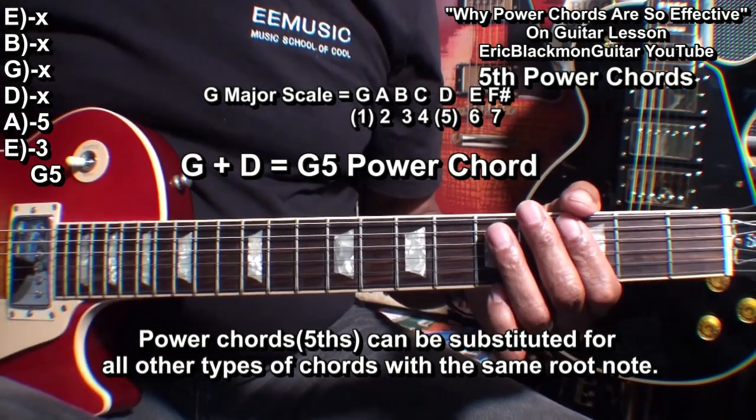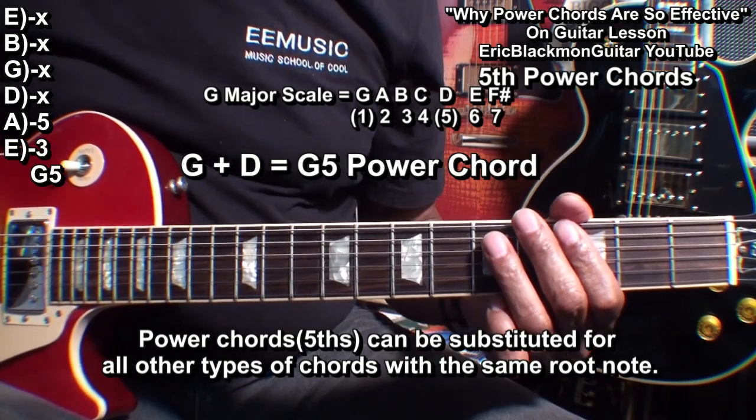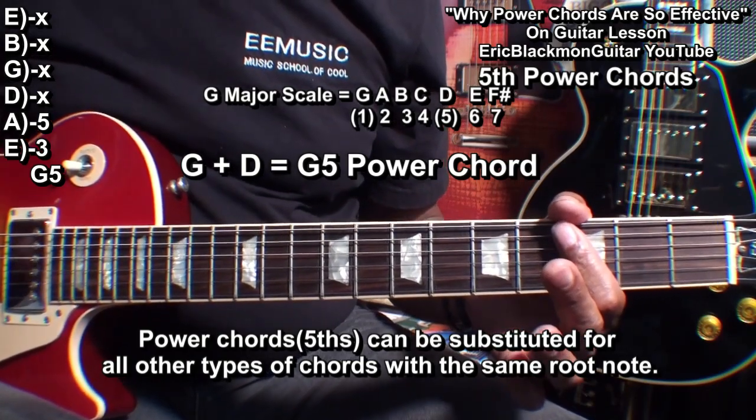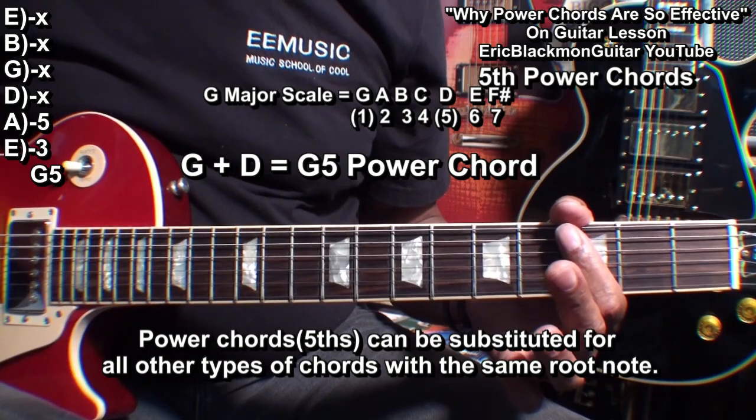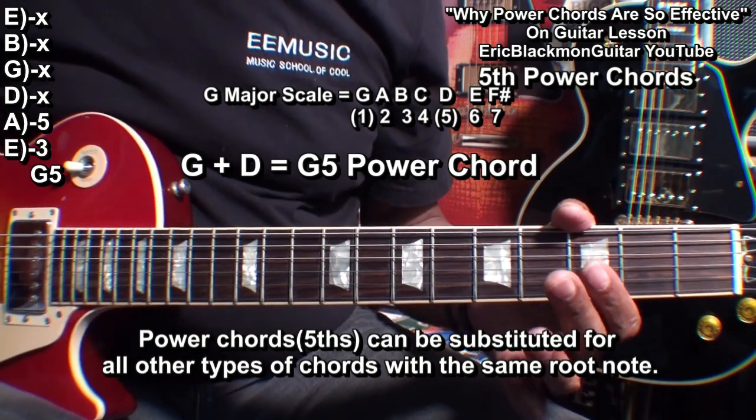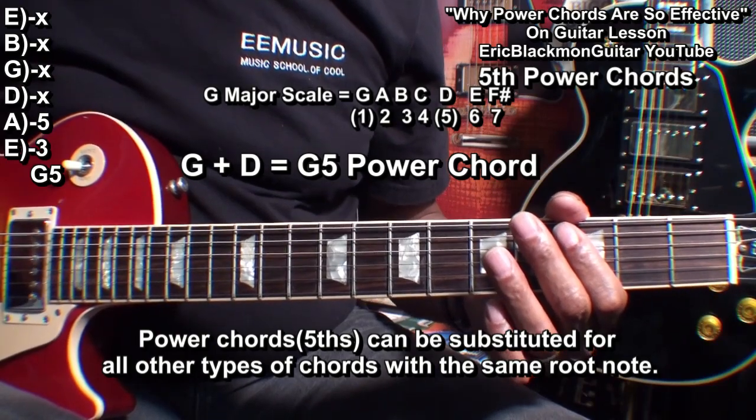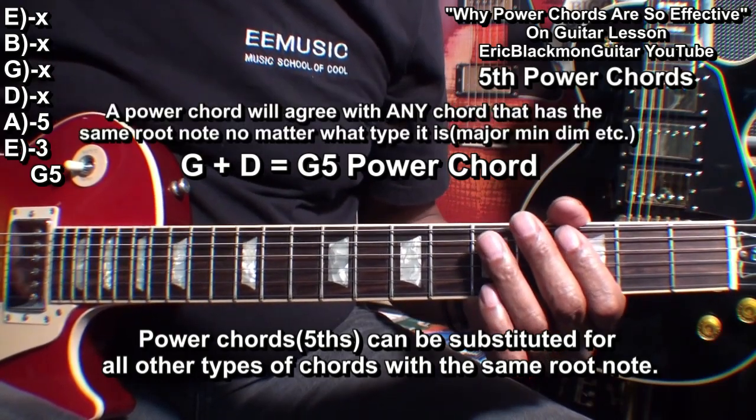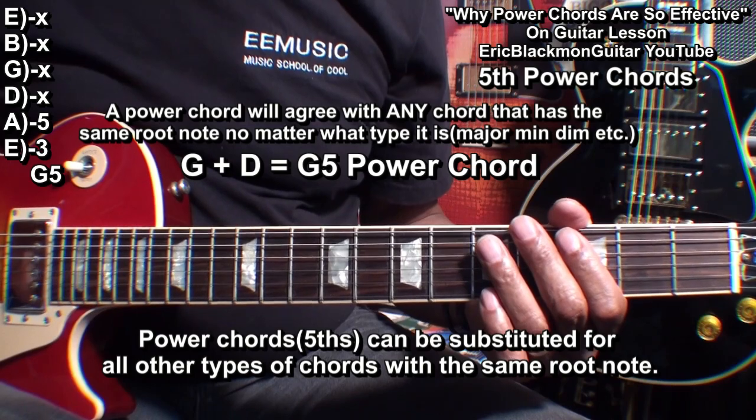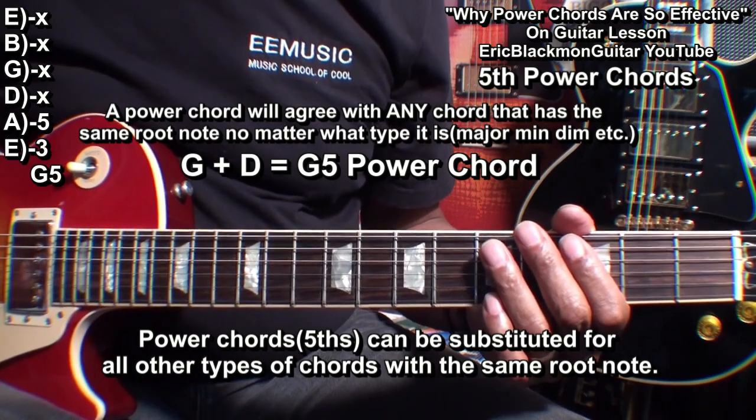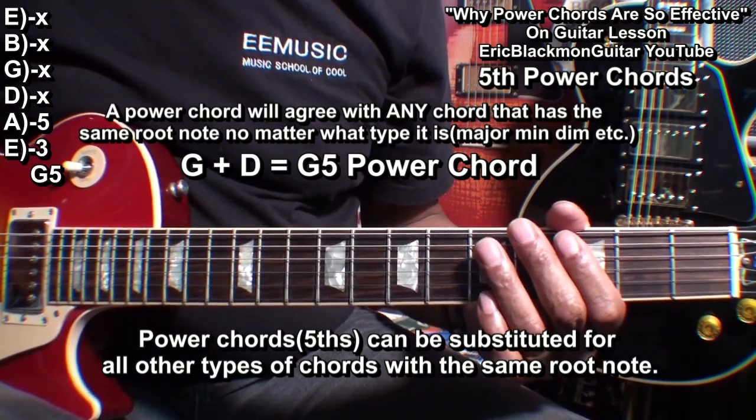Now, a power chord will agree with any type of chord. I kind of like to call it the butt kisser chord, because you know how it is with a butt kisser. They'll agree with anyone, you know, just to get along with them. So a power chord will agree with any other chord, no matter what the chord name is.